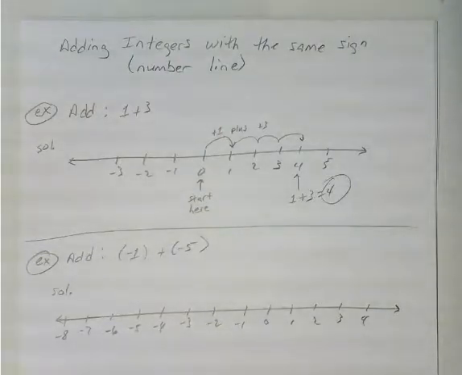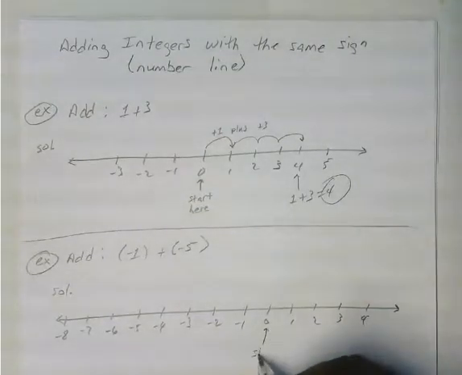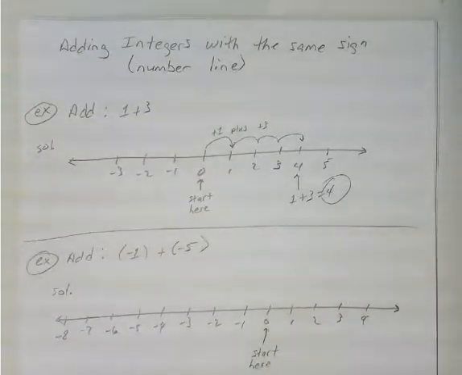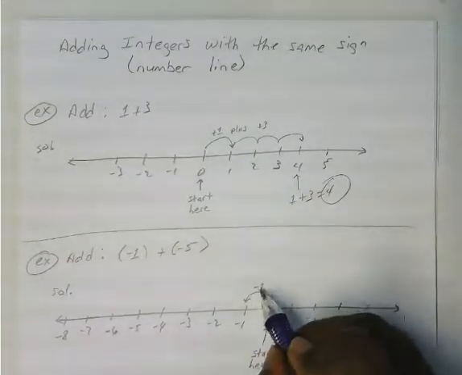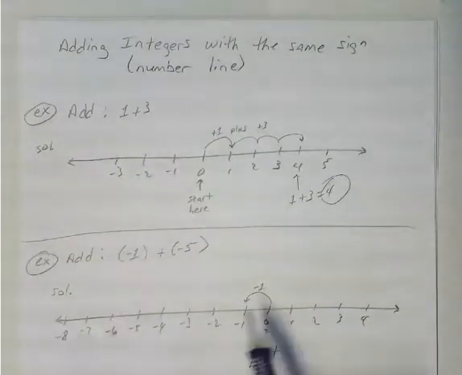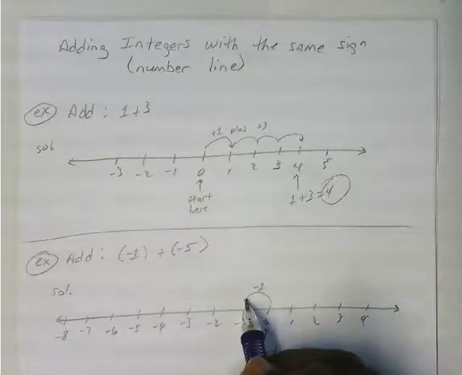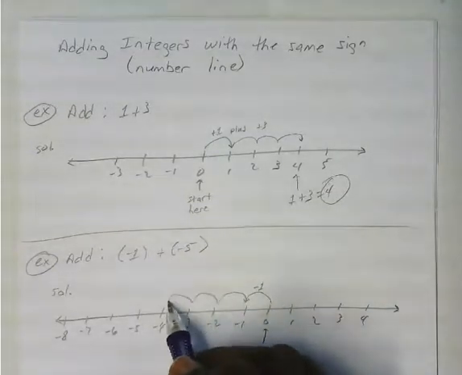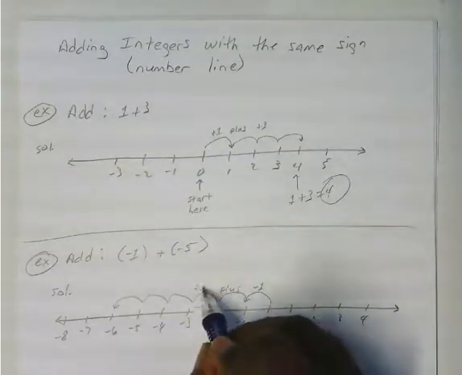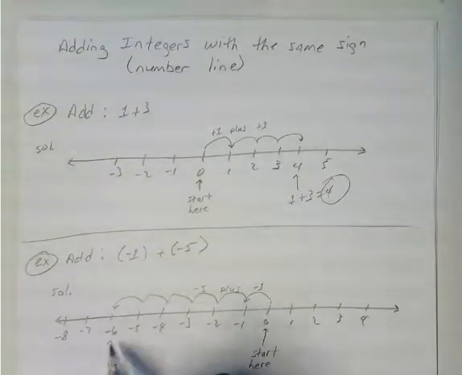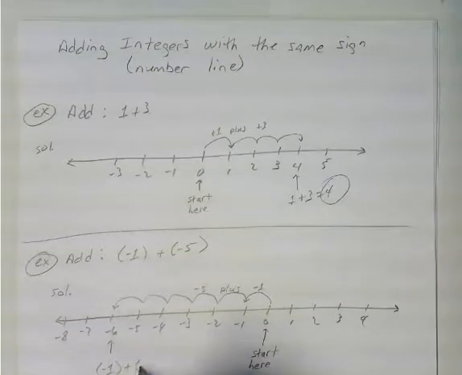Okay, so just like before, we're going to start at 0. Okay, so if we have negative 1, starting at 0, we're going to go to negative 1. Remember, negative numbers are to the left, your positive numbers are to the right. Plus negative 5, so we're going to go an additional negative 5, 1, 2, 3, 4, 5. So we end up right here. So negative 1 plus negative 5 equals negative 6.